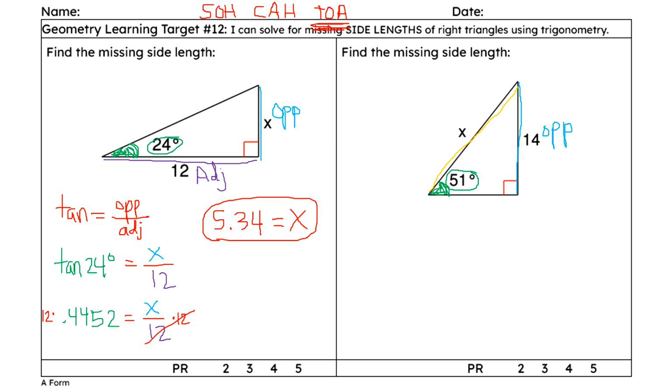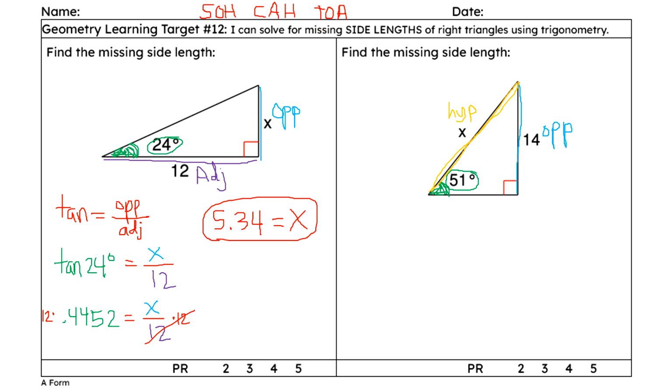this longest side right here is across the 90-degree angle. This one is your hypotenuse. It's the longest side of a right triangle. So now I have the opposite value and I'm looking for the hypotenuse.